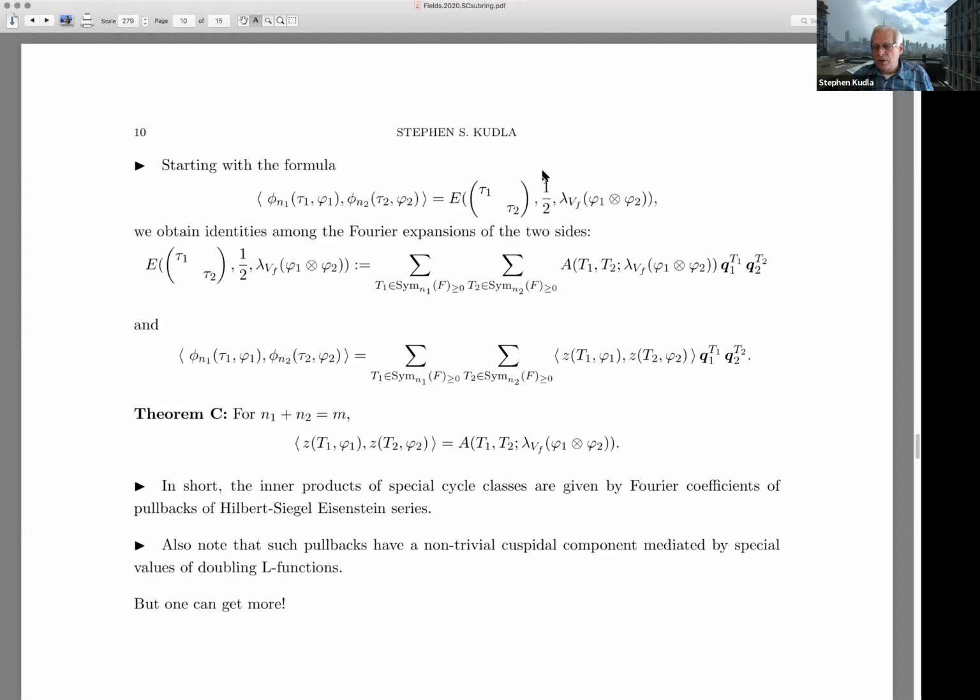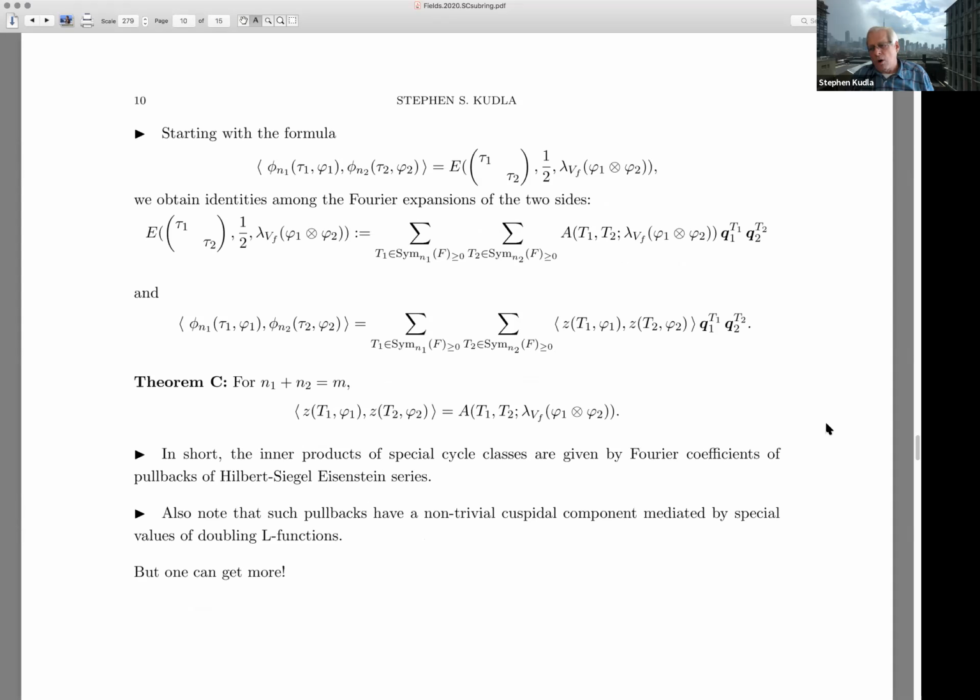And notice that there are these very special Hilbert-Siegel-Eisenstein series coming by evaluating at this Tate point. So they're very low weight, as it were. The genus here is M, and the weight is M over 2 plus 1. So these are very exotic Eisenstein series, in fact, and their coefficients give these inner products. But in fact, you can say more.